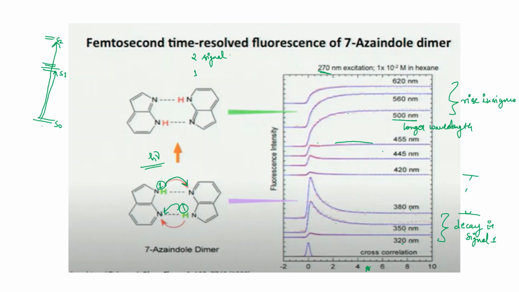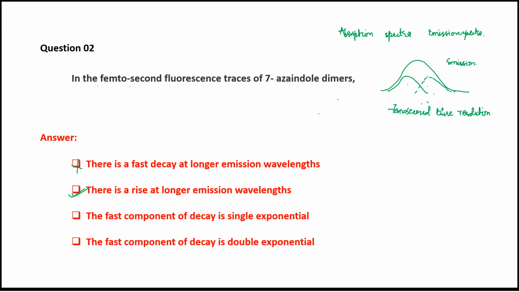Okay, so this thing we'll be studying later, but so far till now we can just say that this longer wavelength signal is double exponential and not single exponential. So the fast component of the decay is double exponential and not single exponential. We'll discuss in detail what the two factors are that are affecting it. And by this, we come to the right answer for question number 2.